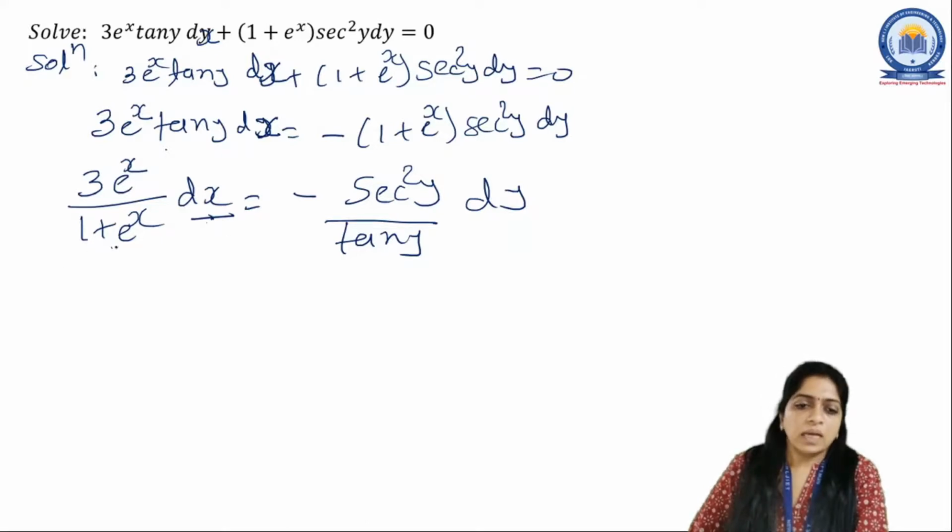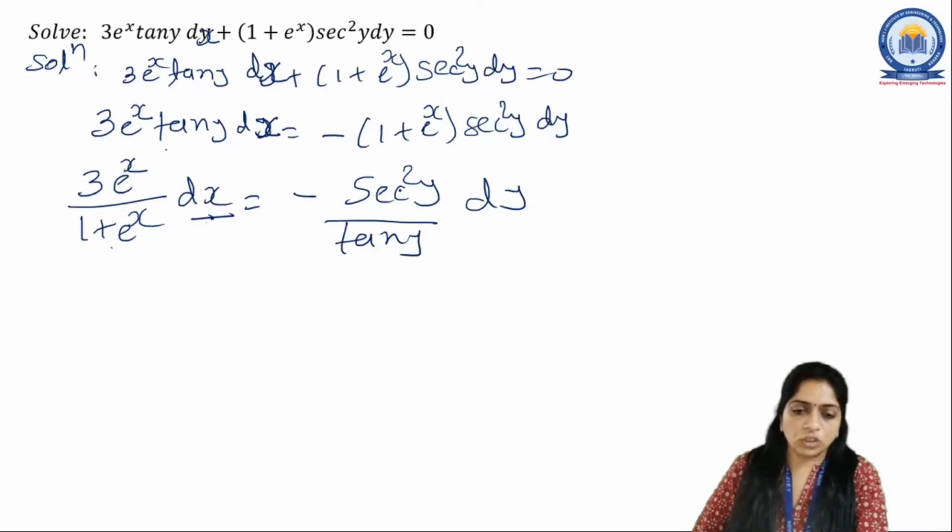Now, the derivative of 1 plus e raised to x is in the numerator. The derivative of 1 plus e raised to x is just e raised to x, that is in the numerator. Same, the derivative of tan y is sec square y in the numerator.